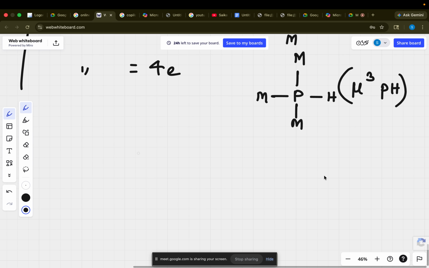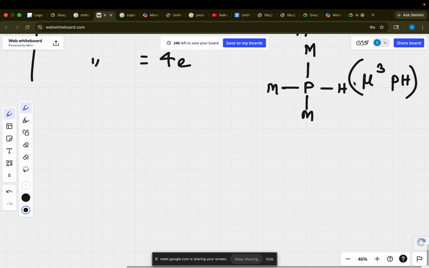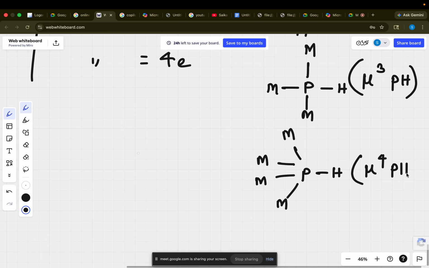Another structure is also possible. Suppose this lone pair is not donated directly to one metal center. This lone pair is donated like this, 1 electron to one metal center and the other electron to the other metal center. Then you get phosphorus, hydrogen, and now 4 metal centers are attached here. That is your mu4 pH. So here also the electron contribution will be 4 electrons, but the type of bonding is different. Okay.